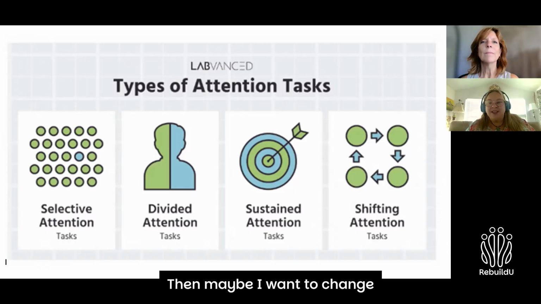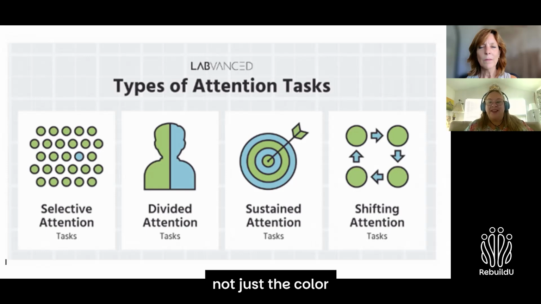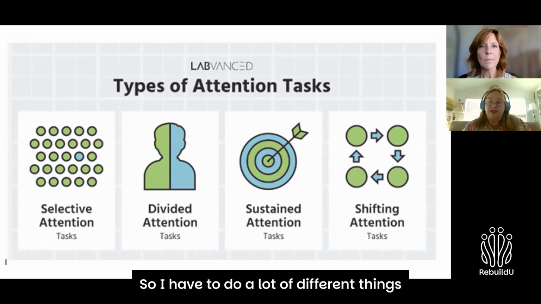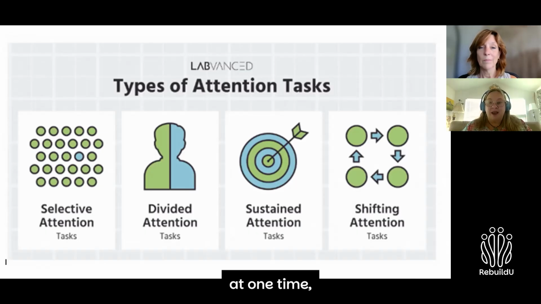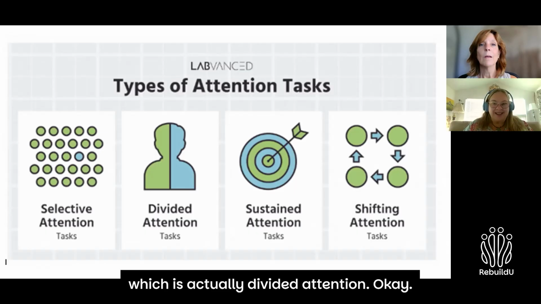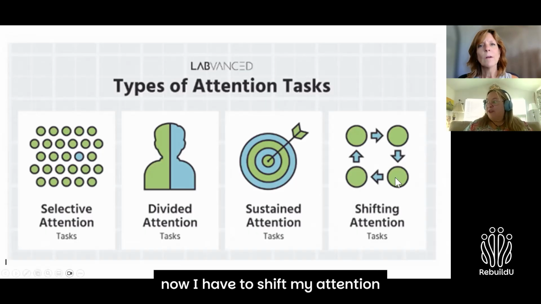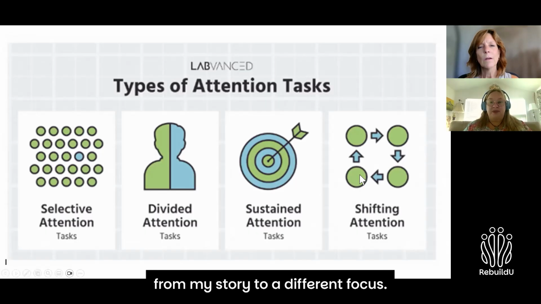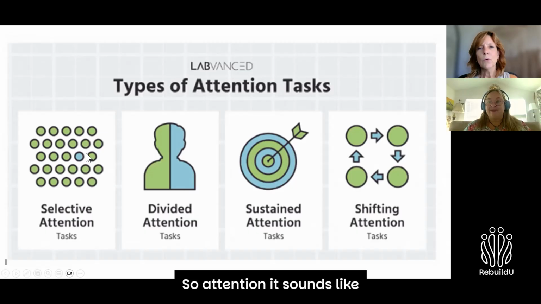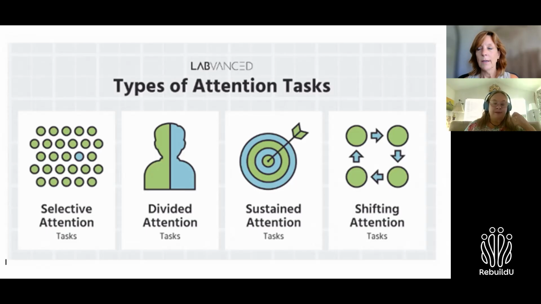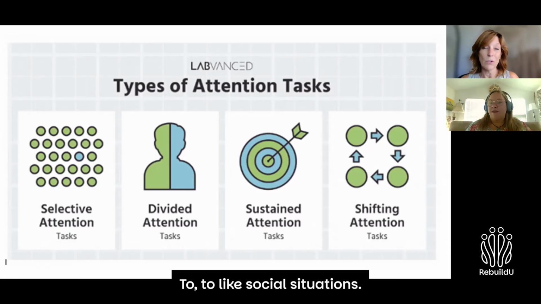So if I'm telling you about the deer that I saw last night, and I'm prepared to just tell you about the color of the deer and what it was doing, but instead you go, "Oh, really?" Then maybe I want to change what I'm going to talk about, from not just the color and what he was doing, to his behavior and how he responded when he saw me. So I have to do a lot of different things at one time, which is actually divided attention. Or when you go, oh, now I have to shift my attention from my story to a different focus.